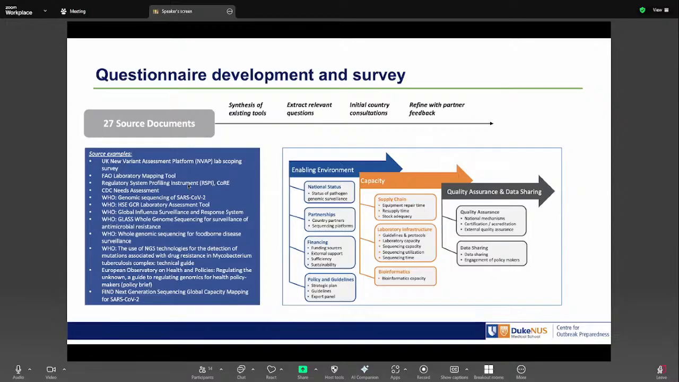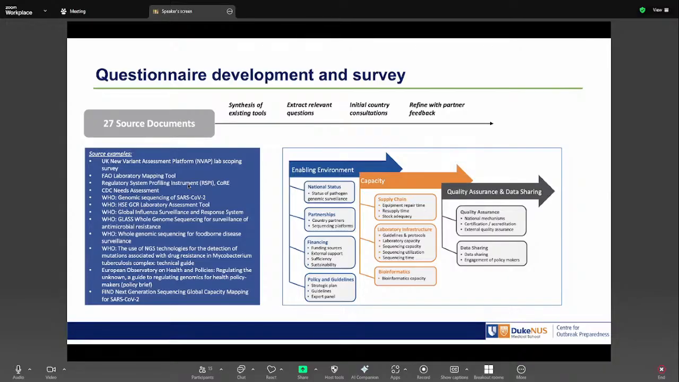And the framework that we used was, we realized there were three areas to look at. One, the enabling environment, which involved who the partners are that are needed in setting up this advanced technology, the financing options, the policy guidelines, and the national status. Then the capacity, which includes laboratory infrastructure, bioinformatics infrastructure, and the supply chain.